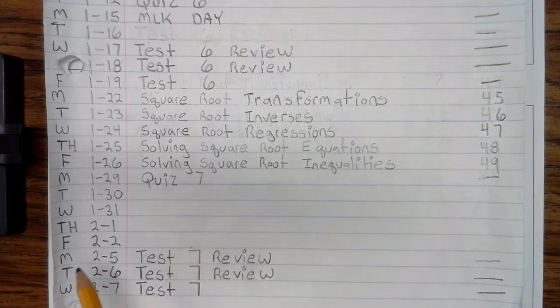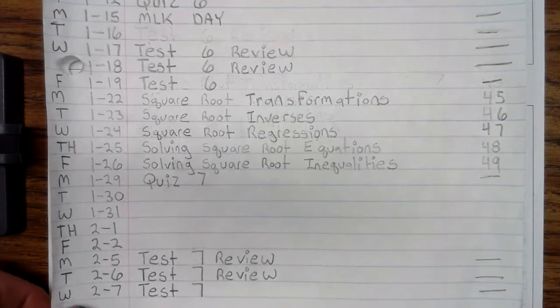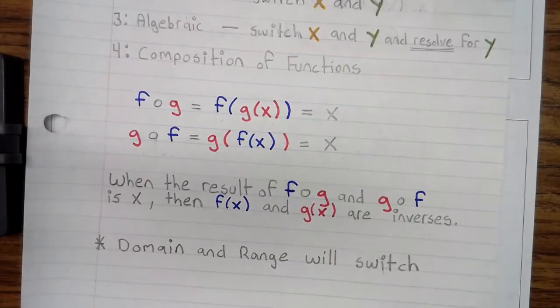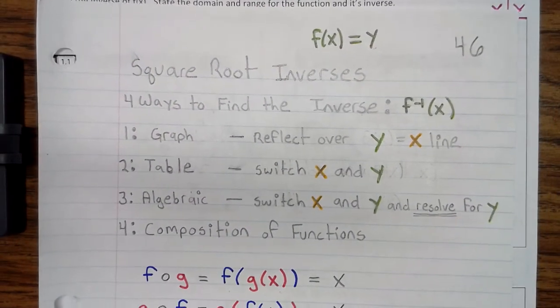So today we're looking at Tuesday, January 23rd, square root inverses on page 46. So if you would, update the table of contents. All right, now your table of contents are updated. Let's take a look at the notes. All right, so square root inverses on page 46.